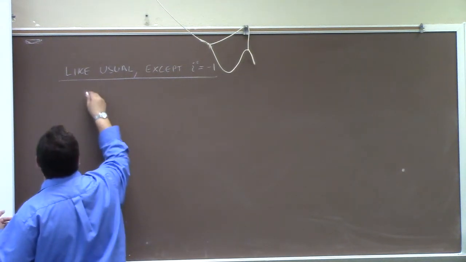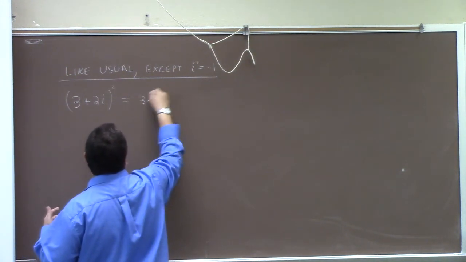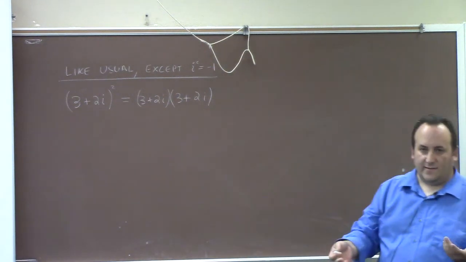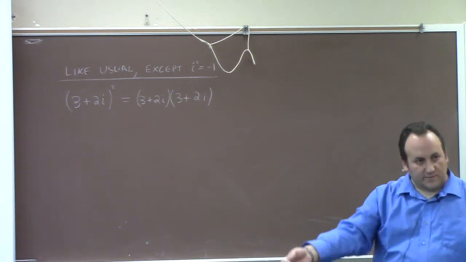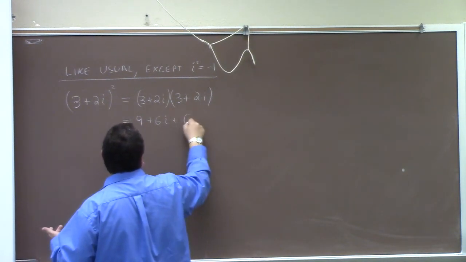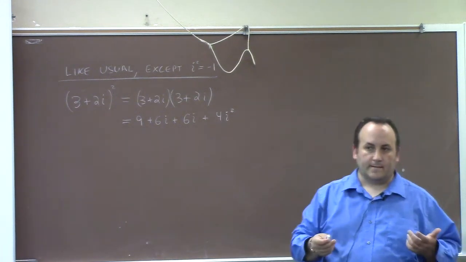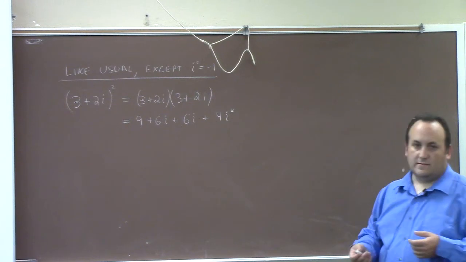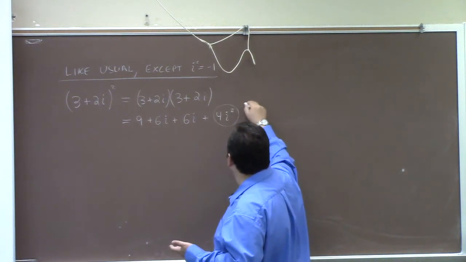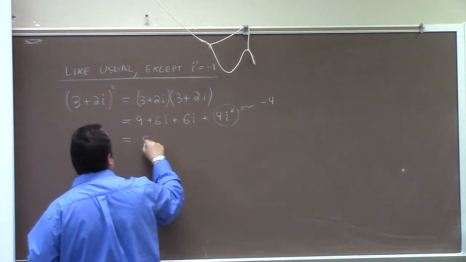Here's an example. 3 plus 2i squared. What would that mean? It has the usual meaning. It just means you multiply the thing by itself twice, right? And how do you multiply complex numbers? Like usual, just distribute. So 3 times 3 is 9, plus 6i, plus 6i, plus 4i squared, right? And then you can collect terms. The 4i squared is actually what? Minus 4, since i squared is minus 1. So 9 minus 4 is 5. So we get 5 plus 12i.